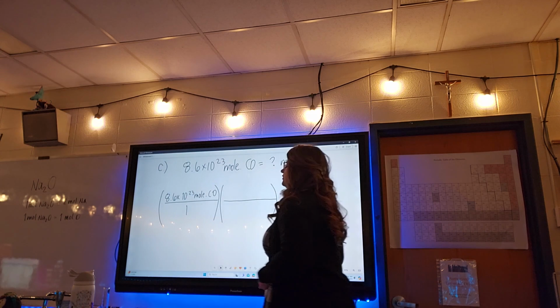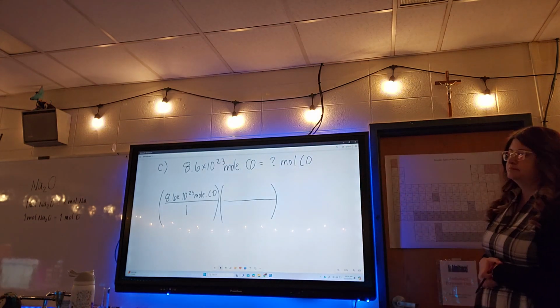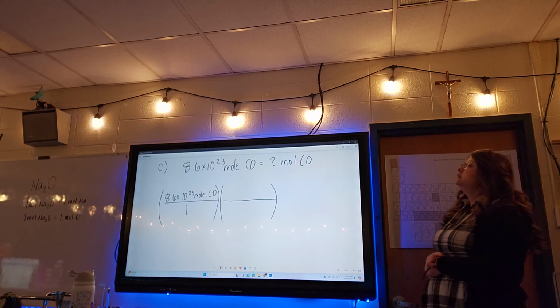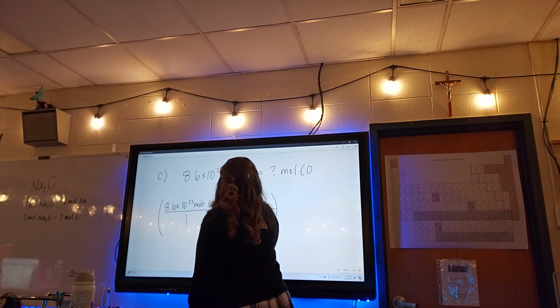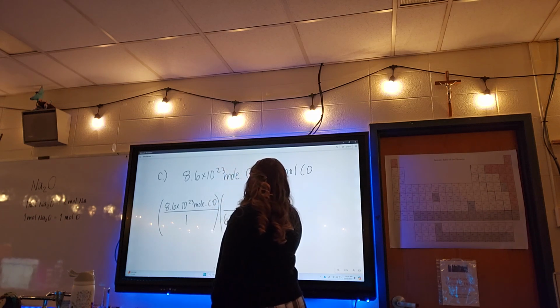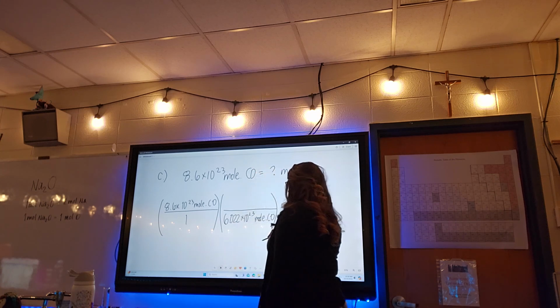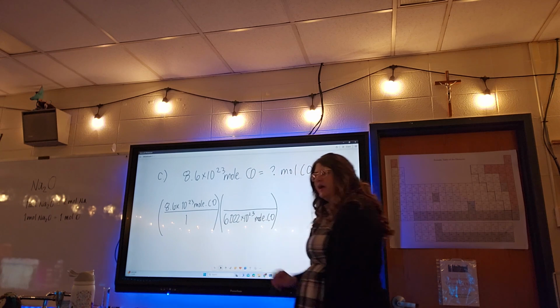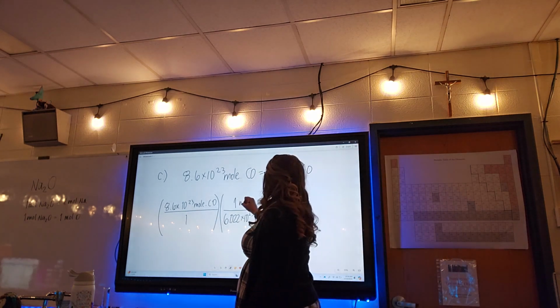And now, what does your flow chart tell you to do? Divide by... Yes. Now, your unit for that will be molecules of carbon monoxide. What goes on the top of this fraction? One mole. M-O-L.